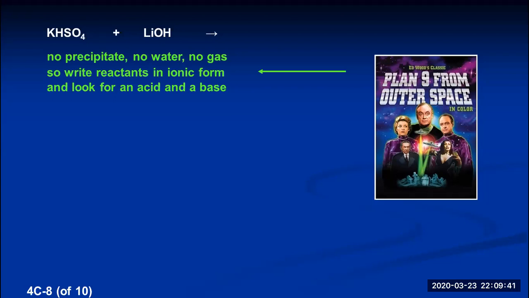So here we go. The potassium bisulfate is a soluble ionic compound that will dissociate into a potassium ion and a bisulfate ion. The lithium hydroxide is a soluble ionic compound that will dissociate into a lithium ion and a hydroxide ion. So these are the four ions that are floating around in the solution. And if the reaction wasn't intuitively obvious because we didn't make a precipitate, water, or a gas, maybe we're going to have an acid-base reaction here. You have to find an acid or a base.